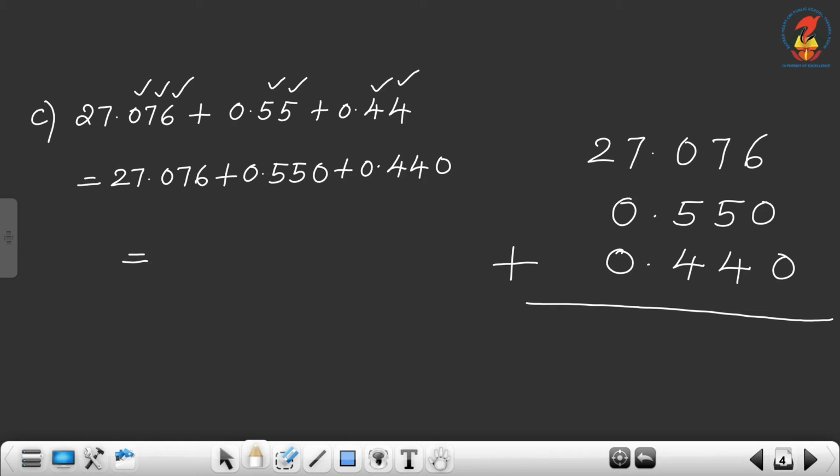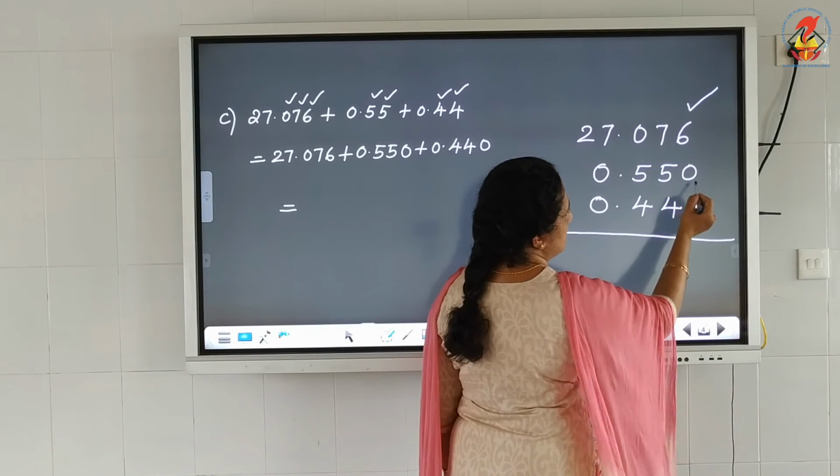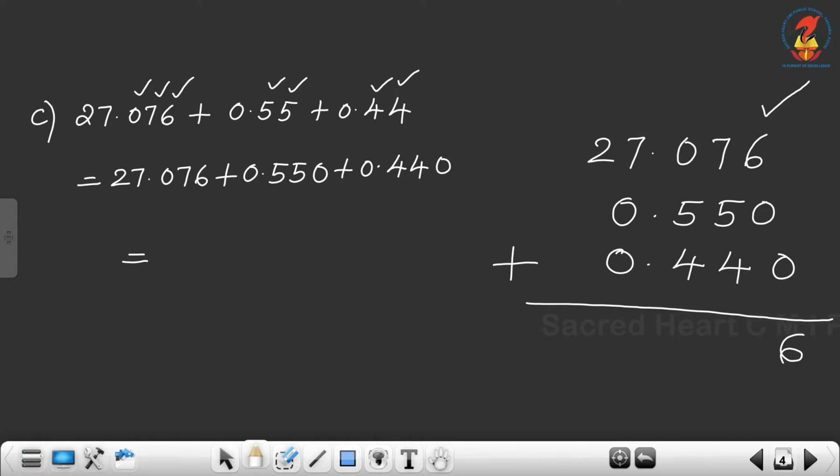Now we have to add it. So you have to start from the thousandths place onwards. 6 plus 0 plus 0, 6. Then 7 plus 5, 12. 12 plus 4, 16. Carry over 1. Then 4 plus 5, 9. 9 plus 1, 10. We will write 0. Then carry over 1. It will go to the other place.